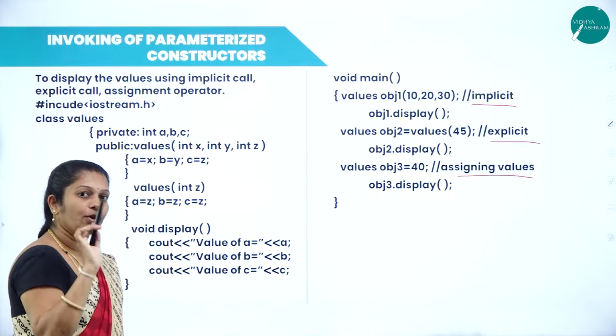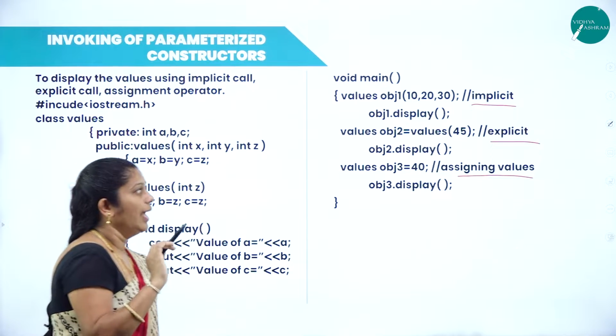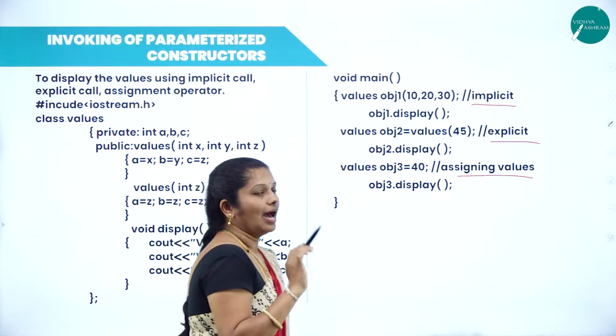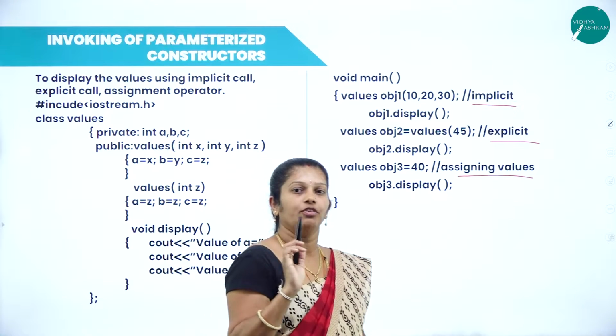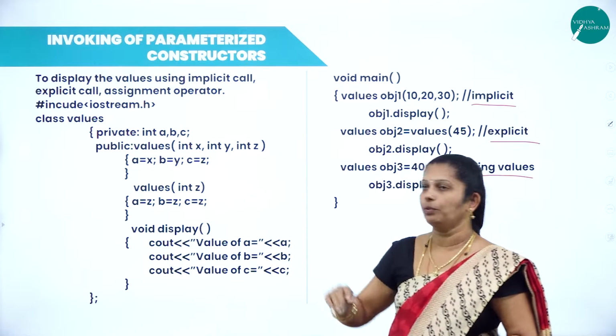It means that for all the three, you can write the same program, that is for implicit call, explicit call, as well as assigning value, that is at the time of declaration with assignment operator. For all the three, we can write only one program.